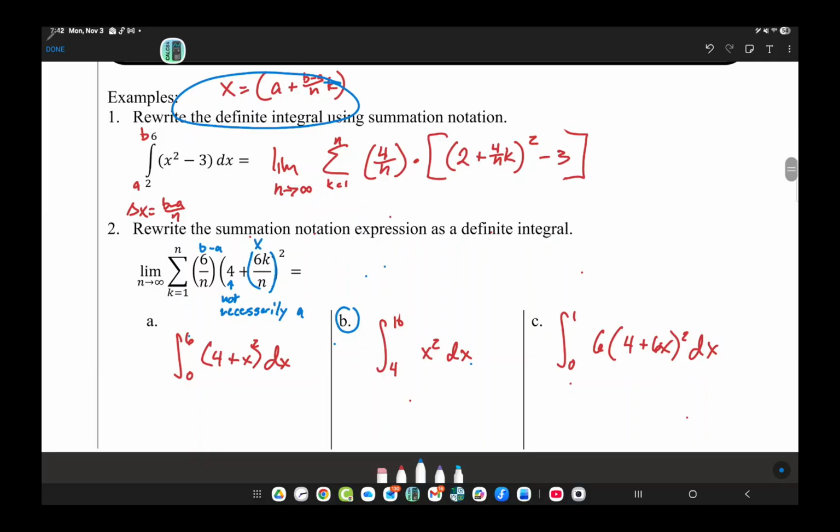Okay? And I just have this right here as my x. Because if a is 0, then I would have this to be 0 plus 6 over nk. And why would I need to write the 0? I don't need to write the 0. I would just leave it as 6 over nk, which is what I have. Okay, and the 4 is just part of the function.